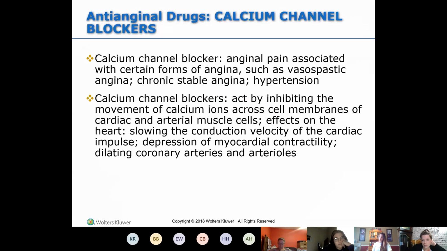Okay, here we go. Can y'all see that, anti-anginal drugs, calcium channel blockers? Can y'all see that slide?